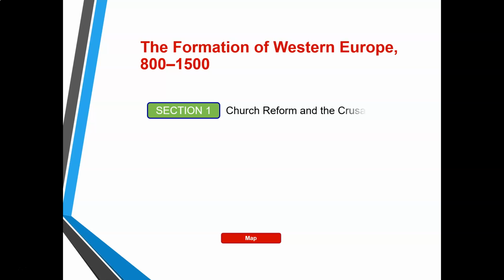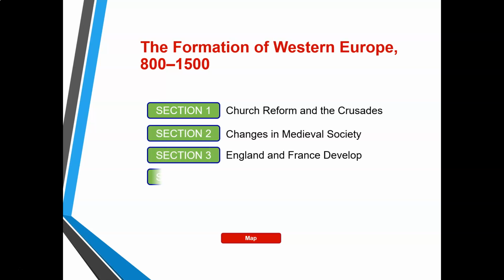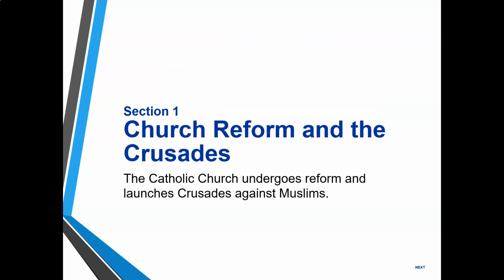So as I mentioned to you guys already, there are 4 sections of this chapter. Chapter 14 first is going to be talking about how the church is going to reform and change the issues that they were having to reunify everyone. Then we're going to dive into the Crusades. We're going to jump into some changes in the medieval society itself, and then we're going to go into France and England developing into their own areas, and then lastly we're going to go into the 100 Years War and the bubonic plague. A lot of interesting stuff here, guys. So like I said, let's get started with church reforms and the Crusades.